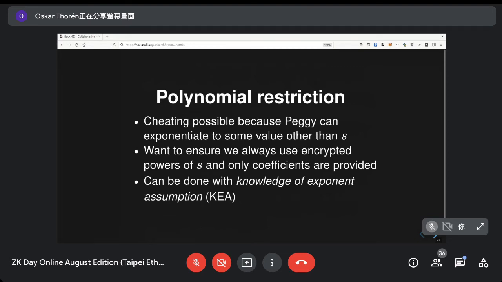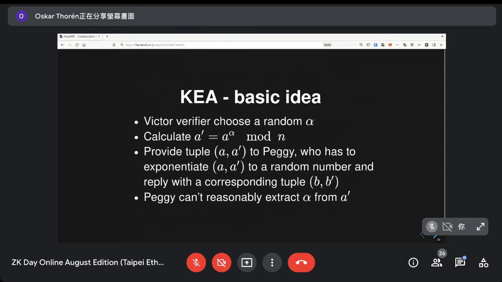And this can be done with something called the knowledge of exponent assumption. The basic idea is that Victor, the verifier, chooses some random alpha, and then he calculates alpha prime, which is a to the power of alpha, mod n. Then he provides this tuple a and a prime to Peggy, who has to take each element in this tuple, exponentiate them to a random value, and reply with the corresponding tuple b and b prime. And here, as we saw before, Peggy can't reasonably extract alpha from a prime. So it's a secret parameter.